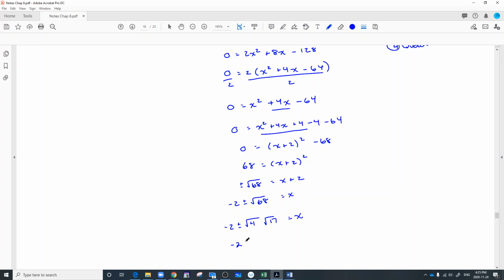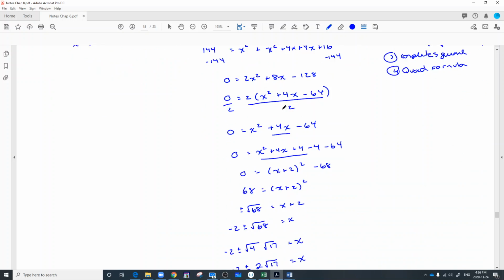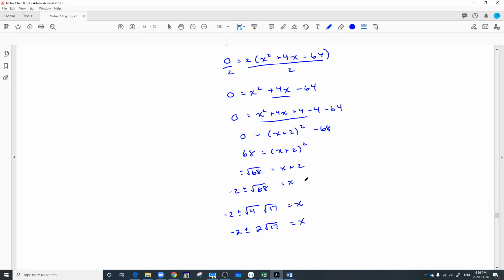Simplifying that further, I've got negative 2 plus or minus 2 square root 17 is equal to x. So this is my exact answer. Now, I should have read the question carefully before I finished. It says, find the length of the 2 legs, solve to 1 decimal place if necessary. I didn't need to give an exact solution. As soon as they say solve to 1 decimal place, I could have stopped here.